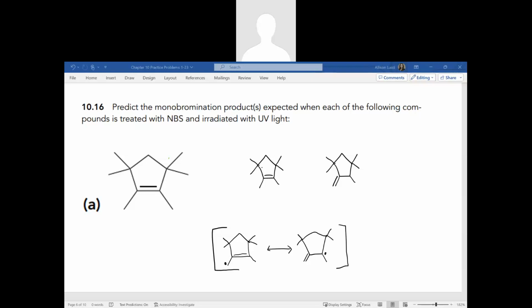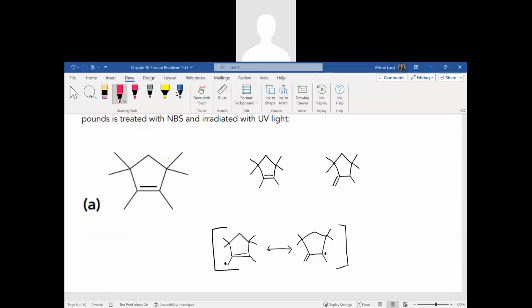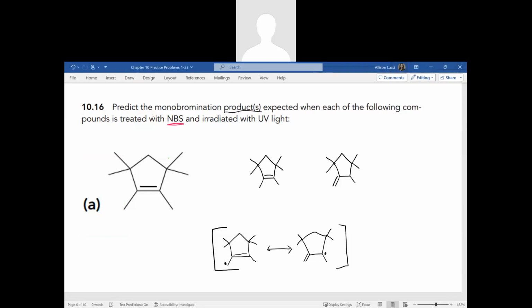In Chapter 10, Problem 16, we are asked to predict the monobromination product that will be expected, or products, right? So we're told that we might have more than one here if we use the NBS reagent. If you recall, that promotes allylic bromination, monobromination, because we keep the concentration of bromine radicals and HBr at a low concentration. So monobromination is promoted when we use N-bromosuccinimide, NBS, and irradiate it with UV light.